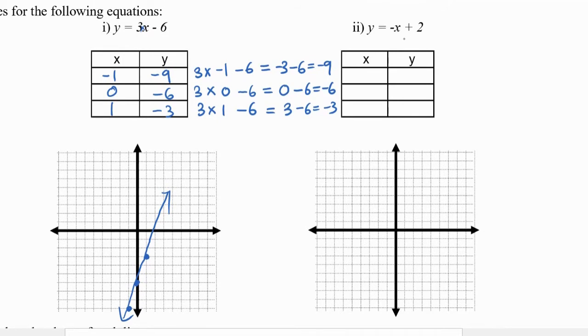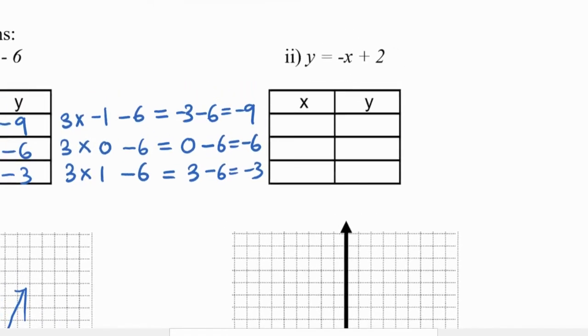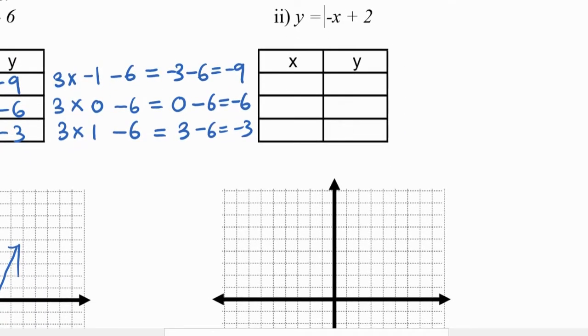Next we have y equals -x plus 2. Again, you can use any numbers. I'm just going to use -1, 0, and 1 again. Before we start, when you have -x, remember this is the same as -1 times x. So there is a hidden 1 here. So -1 times x plus 2.